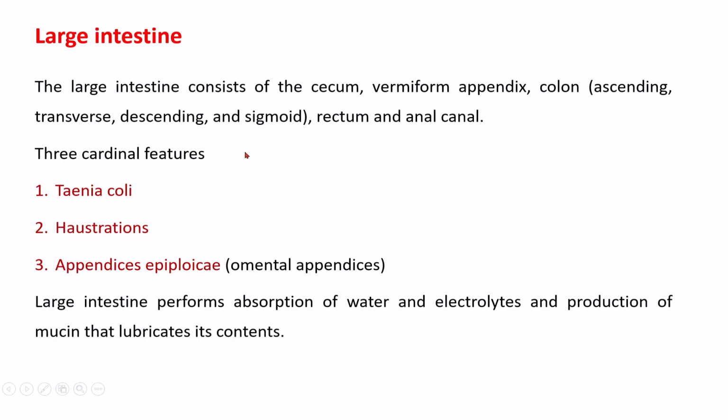In this session, we will discuss the microanatomy of the large intestine and appendix. The large intestine consists of the cecum, vermiform appendix, and colon. The colon has the following parts: ascending colon, transverse colon, descending colon, and sigmoid colon, rectum, and anal canal. All these are the parts of the large intestine.